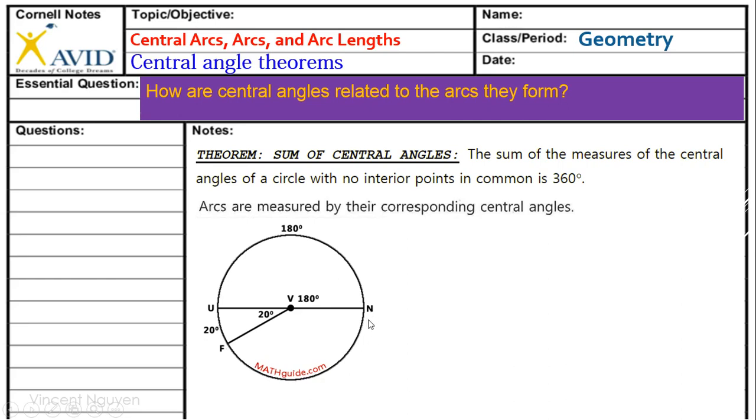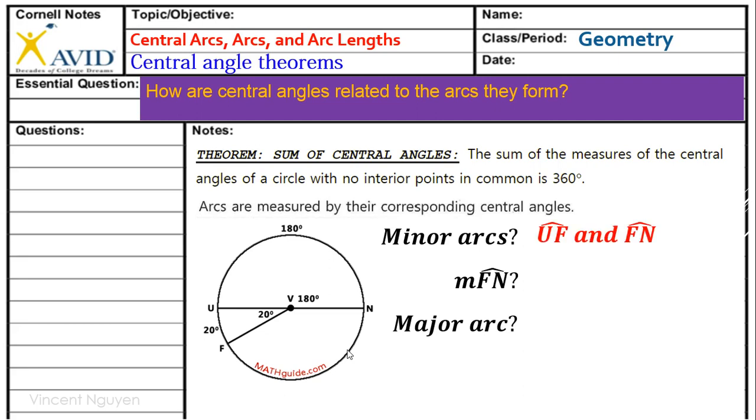So what's the rest of this? What's arc FN? Arc FN would be whatever is left from 180, which is 160, right? So let's name some of these things so that we get familiar with them. Can you name all the minor arcs, all the arcs that are less than 180? Well, the most obvious one is UF. UF is only 20 degrees, so that's a minor arc. And then, of course, the other minor arc is FN, because that's less than 180 as well. What is the measure of FN? I think I mentioned that already. It's 160, because it's 180 minus 20.